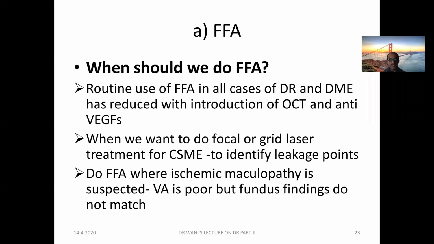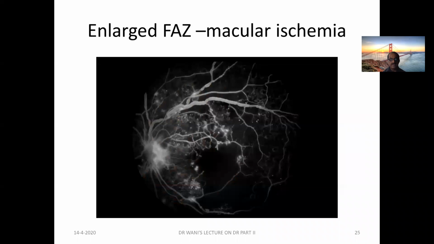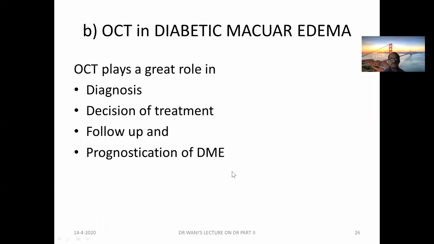And do fluorescein angiogram where ischemic maculopathy is suspected, because visual acuity will be poor but fundus findings do not match, so we are confused. In such cases, we do. So this is the focal edema, we saw that. And this is the macular ischemia where the vision cannot be explained by the fundus findings. But when we do fluorescein angiogram, you can see that there is a very large foveal avascular zone.